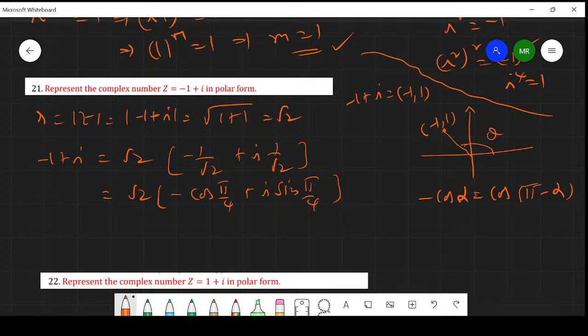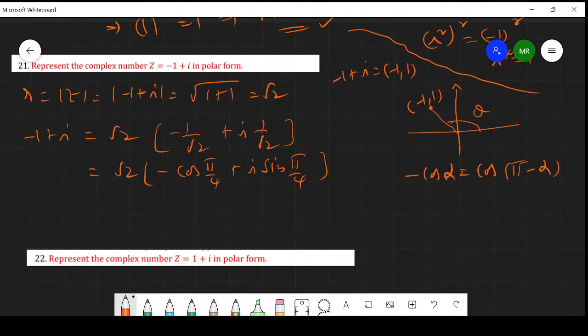Now you can check. Because you want the cos theta plus i sin theta form, if we have minus cos pi by 4, I can write cos of pi minus pi by 4. Alpha is pi by 4. This will become cos 3 pi by 4. Correct? This is a simple technique. You can see 3 pi by 4 lies in the second quadrant.